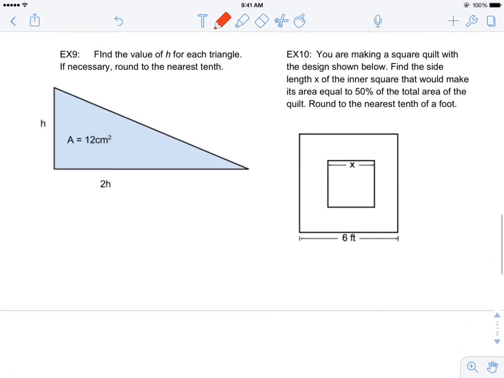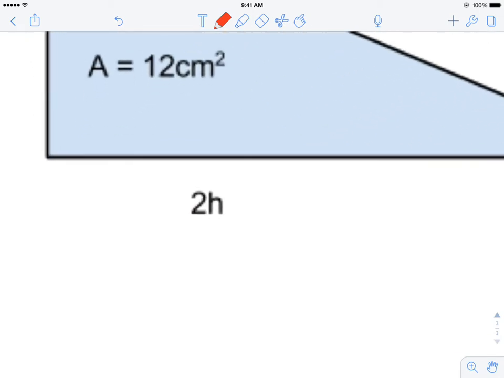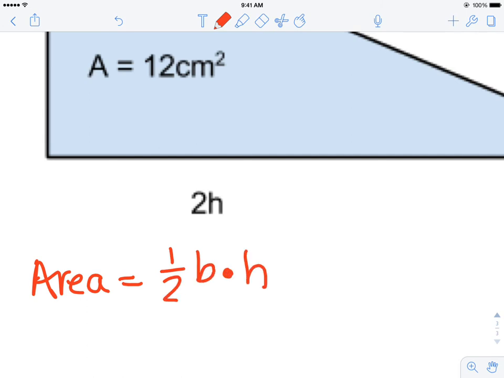Alrighty, so let's take a look, and we're going to do one of these problems. We are going to do number 9. It says find the value of h. So first thing we need to know is what is the formula for the area of a triangle. The area of the triangle is equal to 1/2 the base times the height. So in this case, I'm given the area. The area is 12 centimeters.